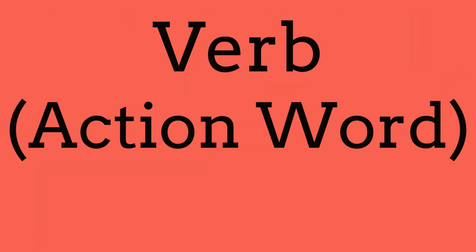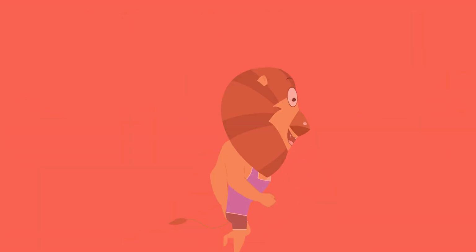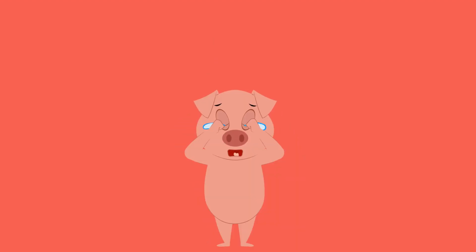You need a verb, yeah, an action word. The subject's doing something, so let's make it heard. Maybe it's running, or maybe it eats. Maybe it cries, or it bleats like a sheep.